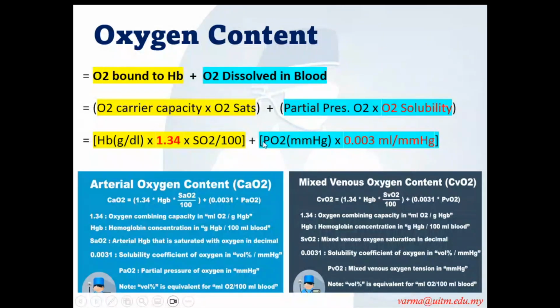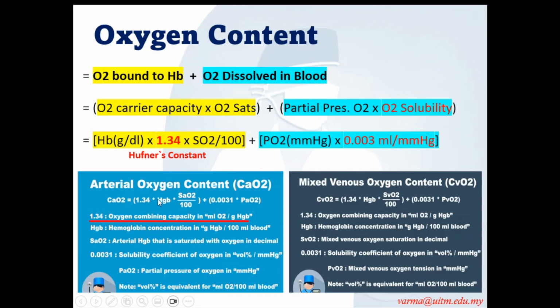You're going to get your PO2 times 0.003 mL per millimeter mercury, because 1 millimeter mercury of oxygen in the blood is able to dissolve 0.003 mL of oxygen. So what does this 1.34 stand for? It's called Hüfner's constant. So what is Hüfner's constant? Hüfner's constant is the oxygen combining capacity of hemoglobin. So each gram of hemoglobin can combine or bind 1.34 mL of oxygen.